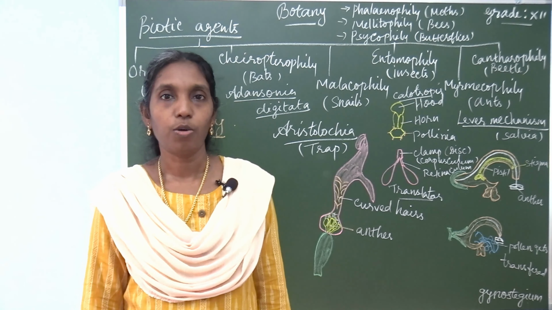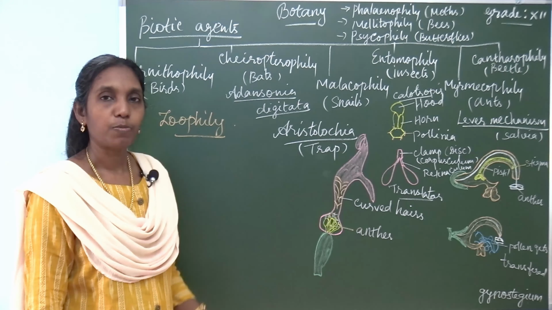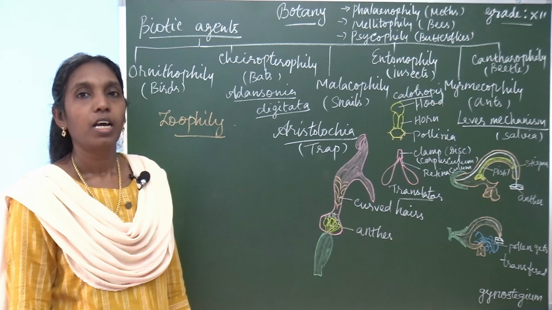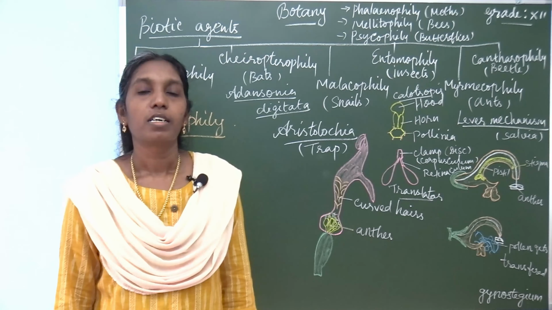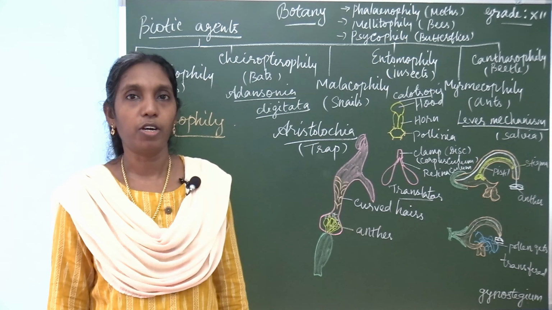Let's move to the next topic, zoophily. Pollination that takes place by the agency of animals is called zoophily. Now we are discussing pollination. In the previous class we discussed agents of pollination.